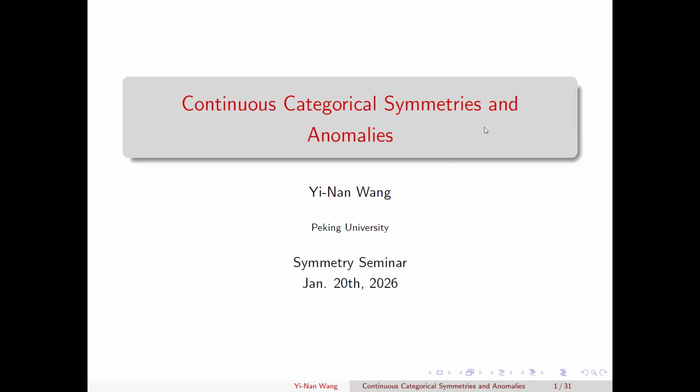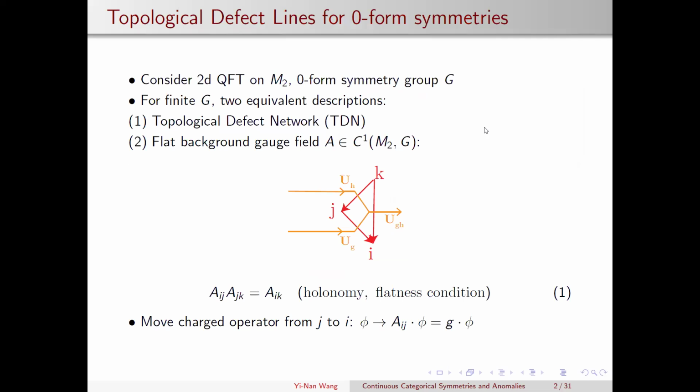So I'm first going to briefly introduce the framework, the setup. For simplicity, I'm only going to talk about a two-dimensional physical system living on a 2D manifold, and the symmetry group is just a zero-form symmetry group. So no higher-form symmetries. I'm first going to review the basics everybody knows about finite group G symmetries.